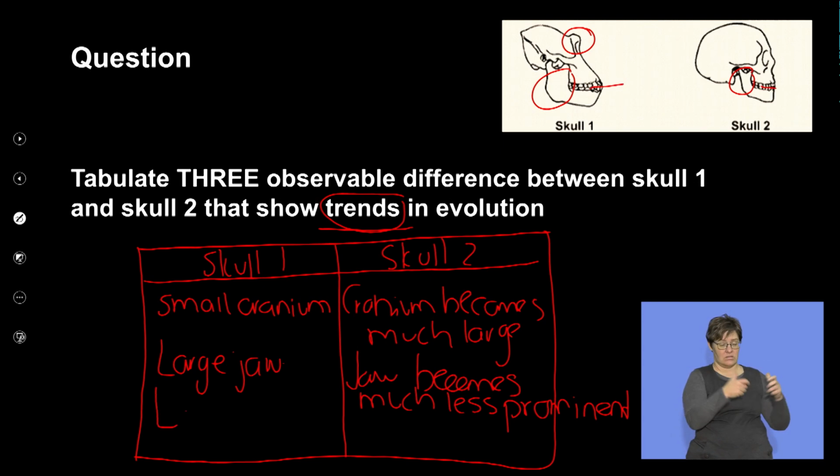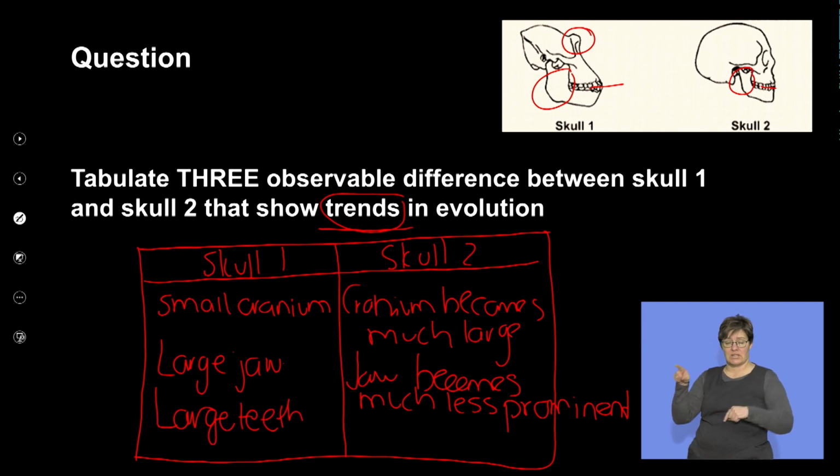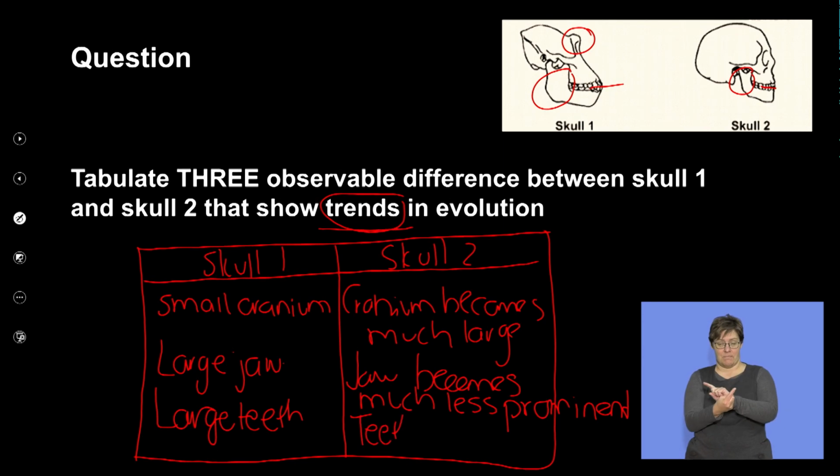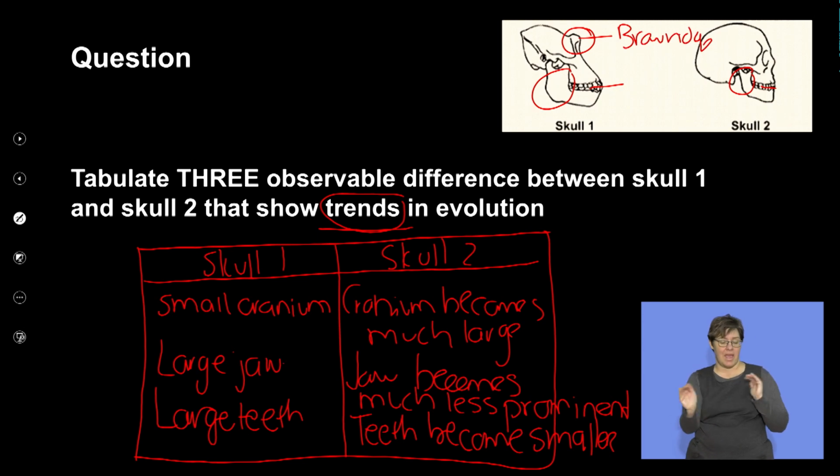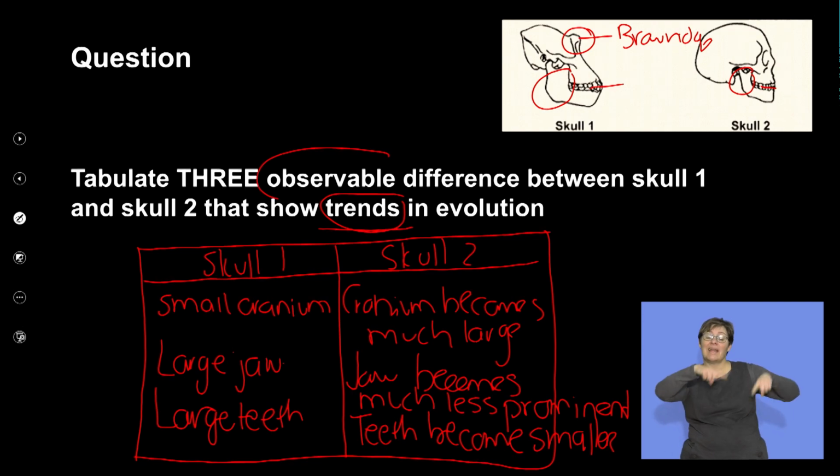Okay, large teeth. And again here, the trend, even if it's the same thing, teeth become smaller. All right, there's a few more that we can do. All right, another one we can concentrate on here is about the brow ridge. Okay, so it's quite a few. They're not asking you to compare the differences. Observable, you must see them, all right, and they want to know the trends in evolution.